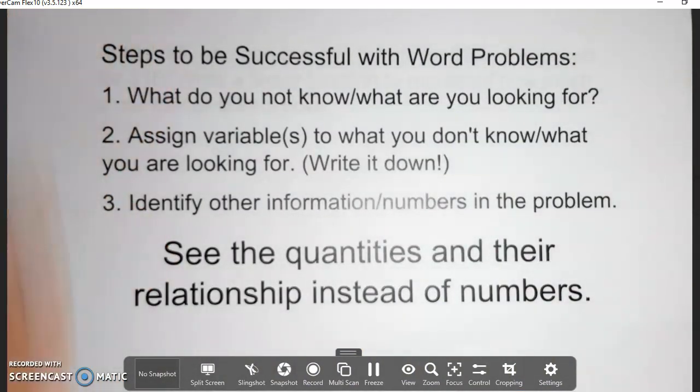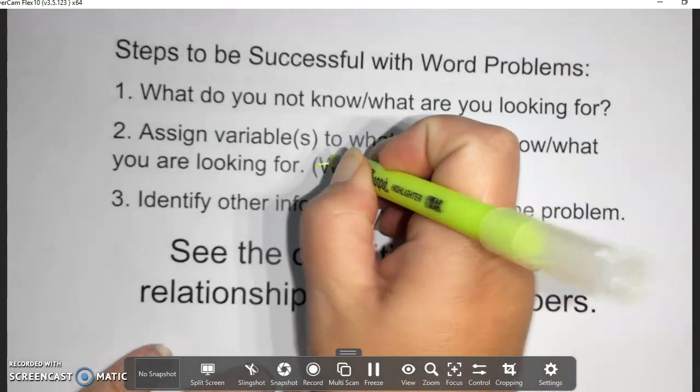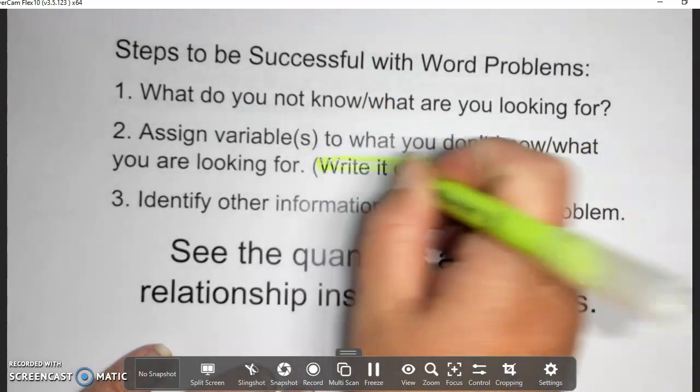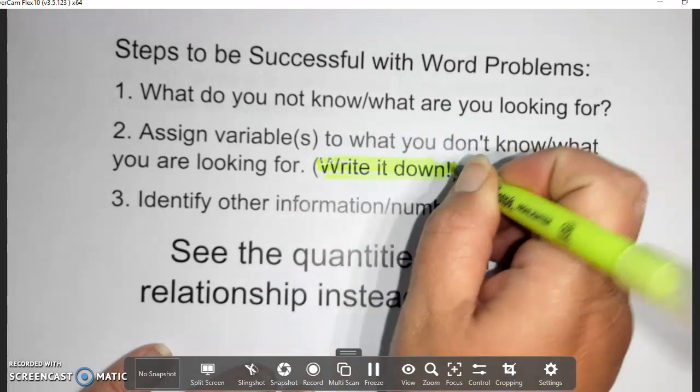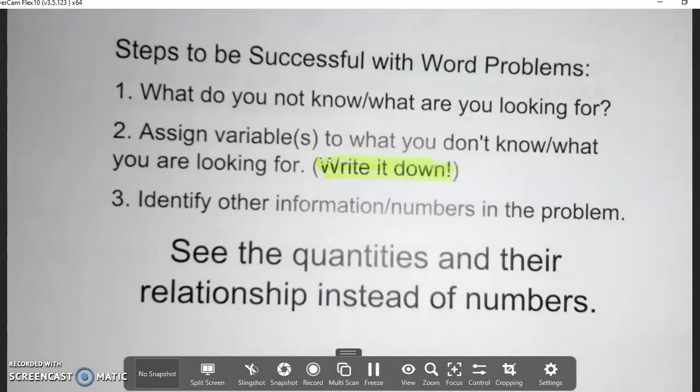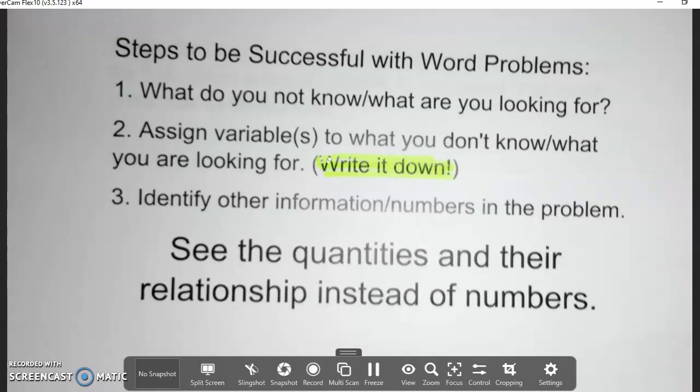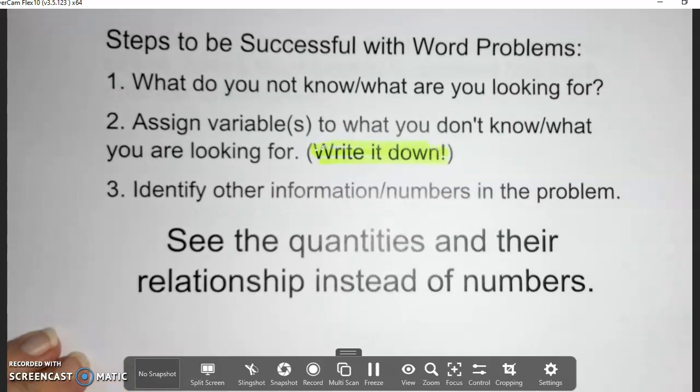Steps to be successful when you're using word problems. What do you not know, or what are you looking for? You have to take the moment to actually think about, what do I want? What is my goal from this problem? Assign variables to what you don't know or what you're looking for. Write it down. I want you to be specific. This is going to be part of your homework. You need to be able to write it down. Okay? Identify other information or numbers in the problem. See the quantities and their relationship instead of just seeing numbers. Okay, we talked about their relationship.